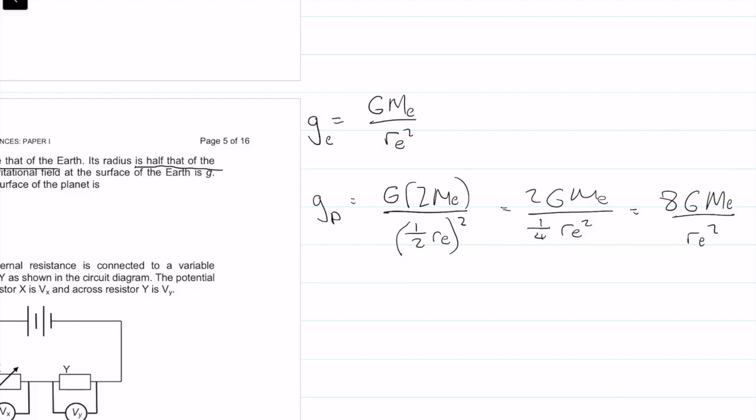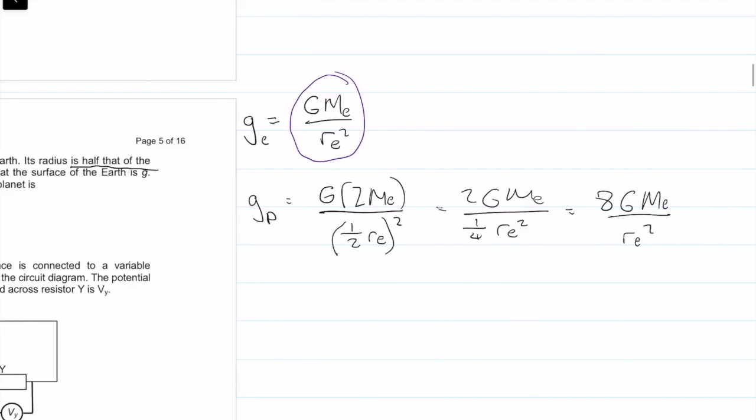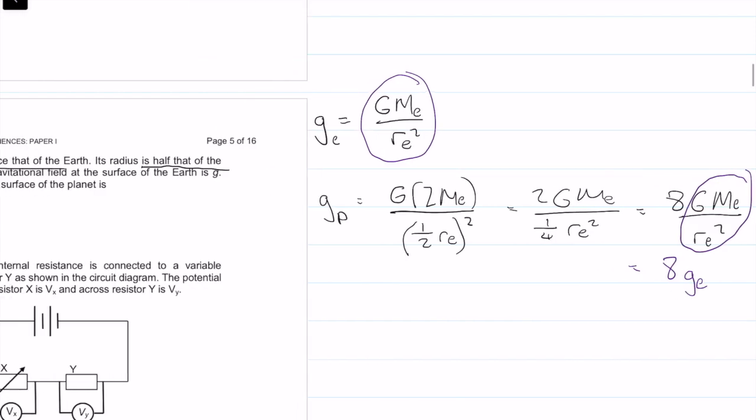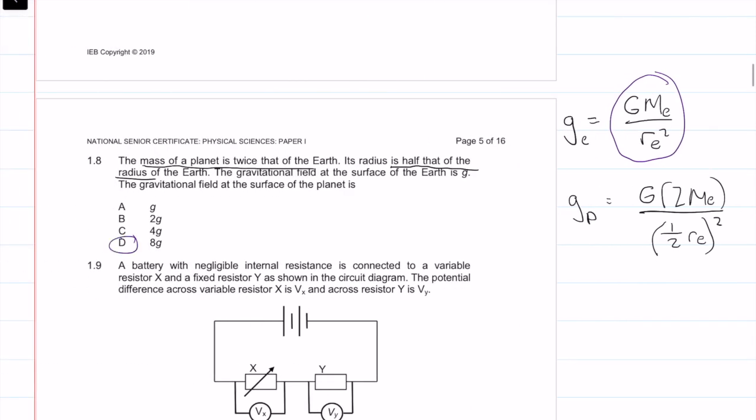Okay, so now we have, this is our gravitational field on Earth, which is that equation. These two are the same, so it's equal to 8 times the gravitational field of the Earth. Is that an option? Yes, it is, option D. So question 1.8 is D.